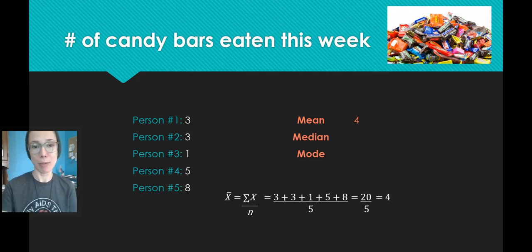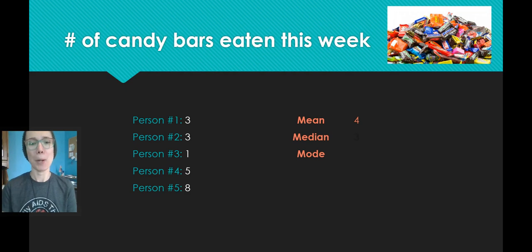The average number of candy bars eaten amongst this group of 5 people is 4. So now, instead of telling my friend, hey, I did this candy bar study, and person 1 ate 3, and person 2 ate 3, and person 3 ate 1, and person 4 ate 5, and person 5 ate 8, now I have one simple number. I can say I surveyed 5 people. They ate an average of 4 candy bars. Simple. Now median tells us something slightly different.